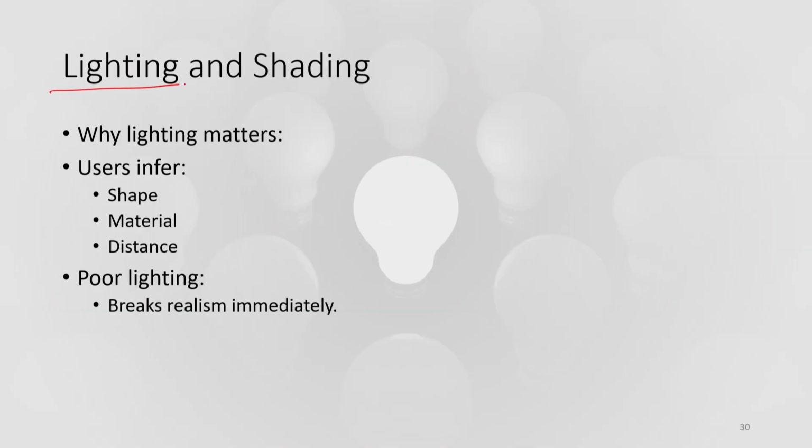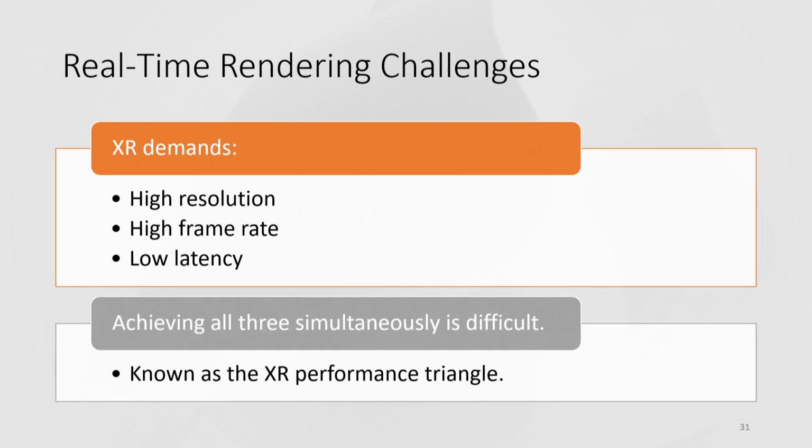What is also important in XR is lighting and shading. Lighting matters because users need to infer the shape of the objects, material, and at what distance they are. If the lighting is poor, you will immediately see a break in realism. Real time rendering on XR displays comes with a number of challenges. XR demands high resolution, high frame rate, and very low latency. Achieving all three simultaneously, that is a very high resolution display at a high frame rate and with very low latency, is very difficult.